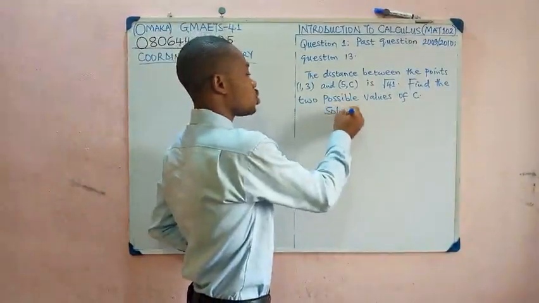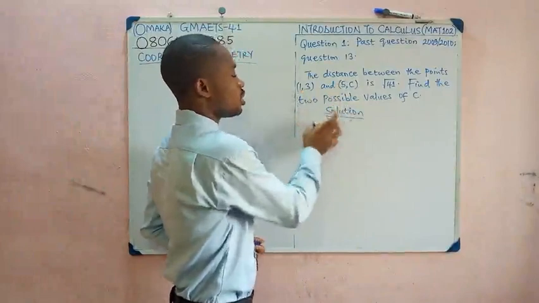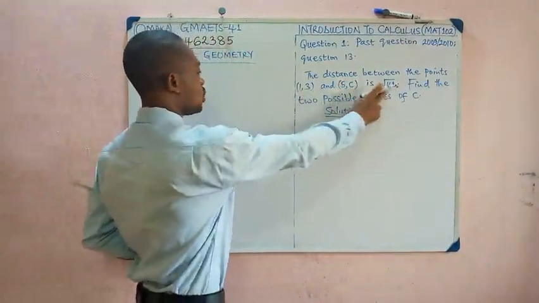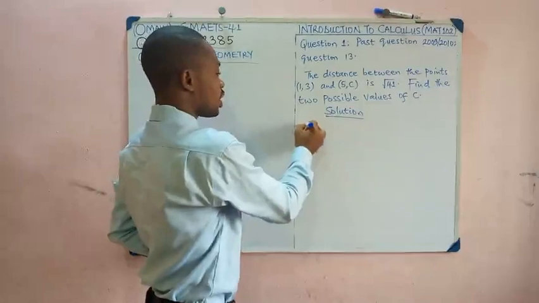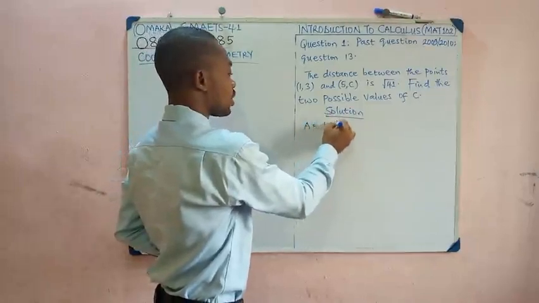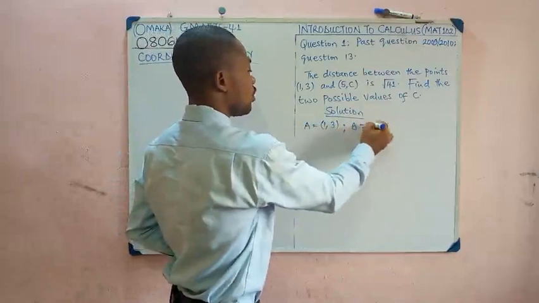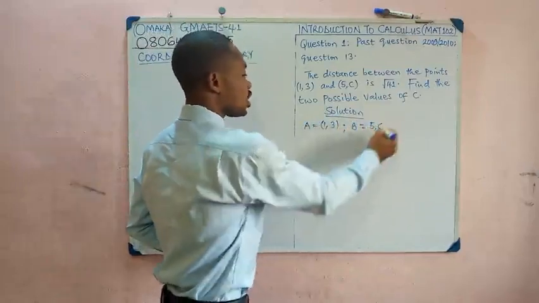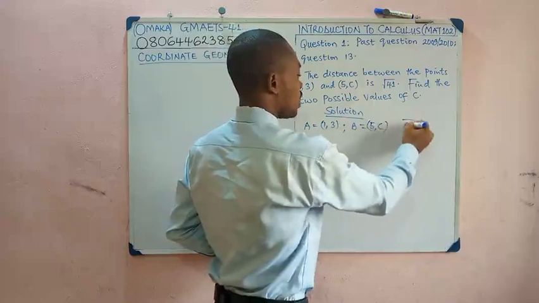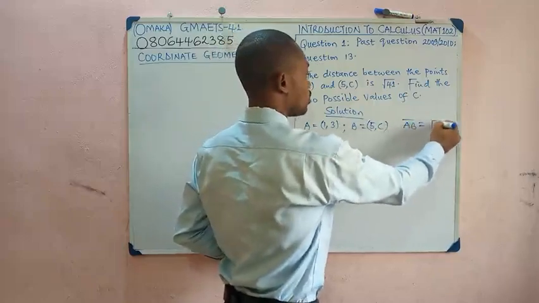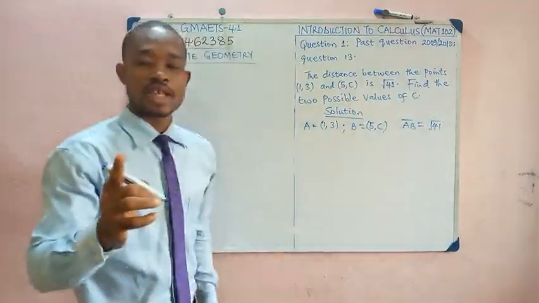Now, we are to obtain the two possible values of c, given that the distance between these 2 points, (1, 3) and (5, c), is root 41. Let point A be equal to (1, 3) and point B be equal to (5, c). Now, the distance AB is equal to root 41.